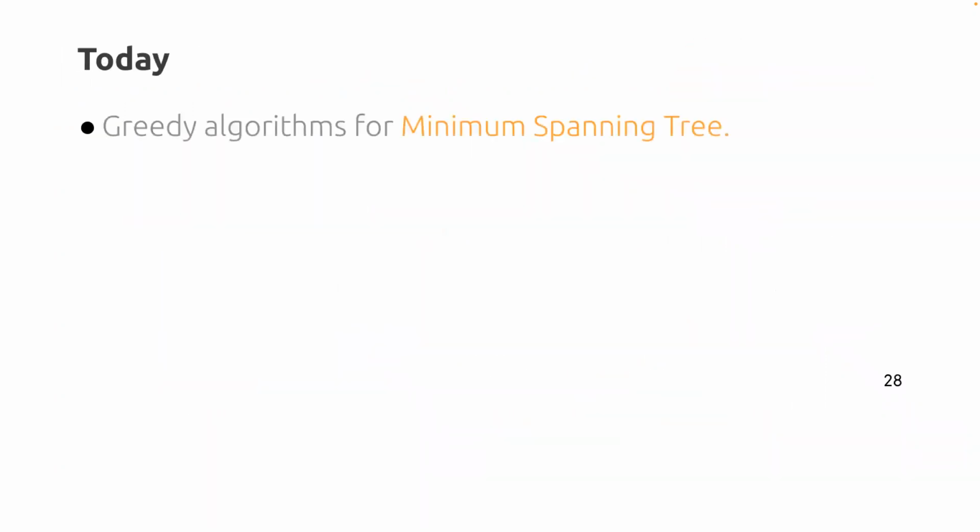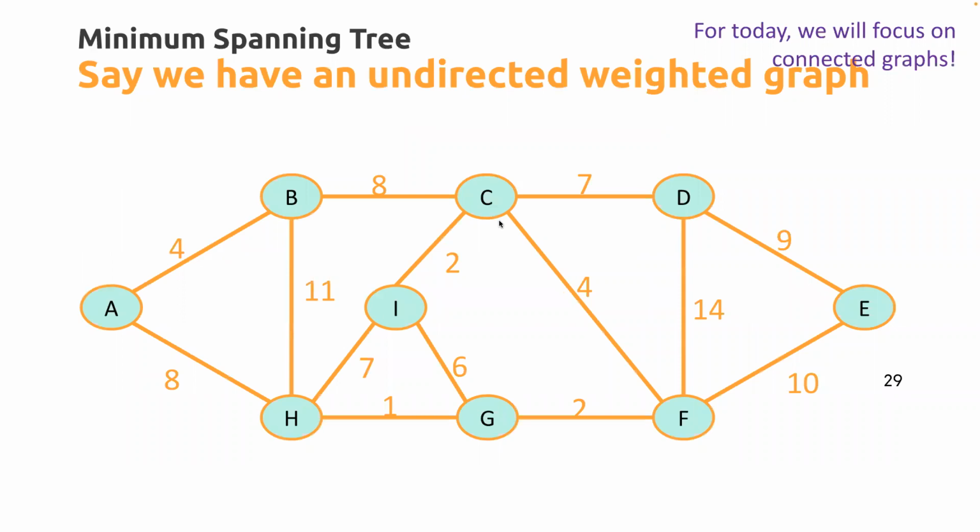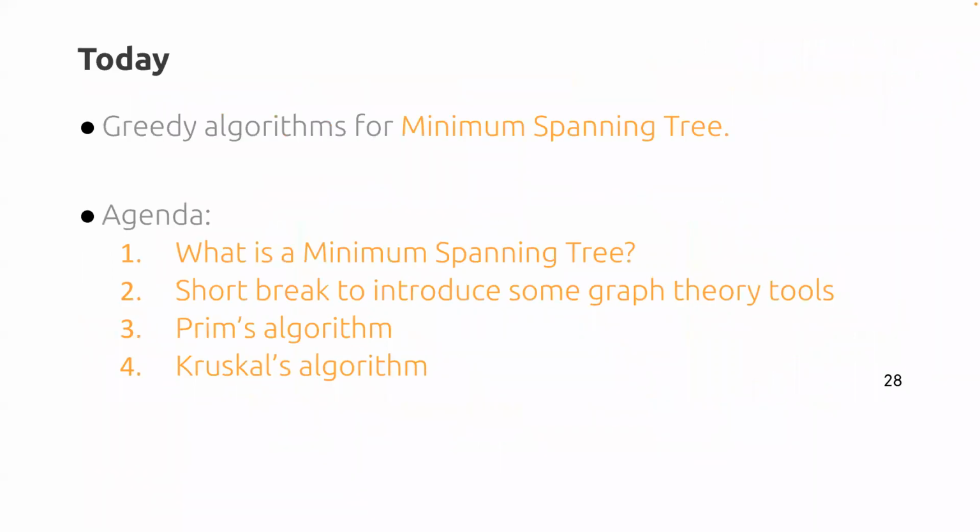Okay, today we're going to cover a greedy algorithm for something called the minimum spanning tree, which is a very interesting concept. First, I'm going to tell you what a minimum spanning tree is. Then we're going to do a little introduction to some graph theory definitions that we're going to use in proving that our algorithm works. Then we're going to cover Prim's algorithm, which gives you a minimum spanning tree. And then we're going to cover Kruskal's algorithm, which is another algorithm to give you a minimum spanning tree. That's the agenda for today. You are responsible for knowing how these 2 algorithms work, Prim's and Kruskal's. Any questions so far?